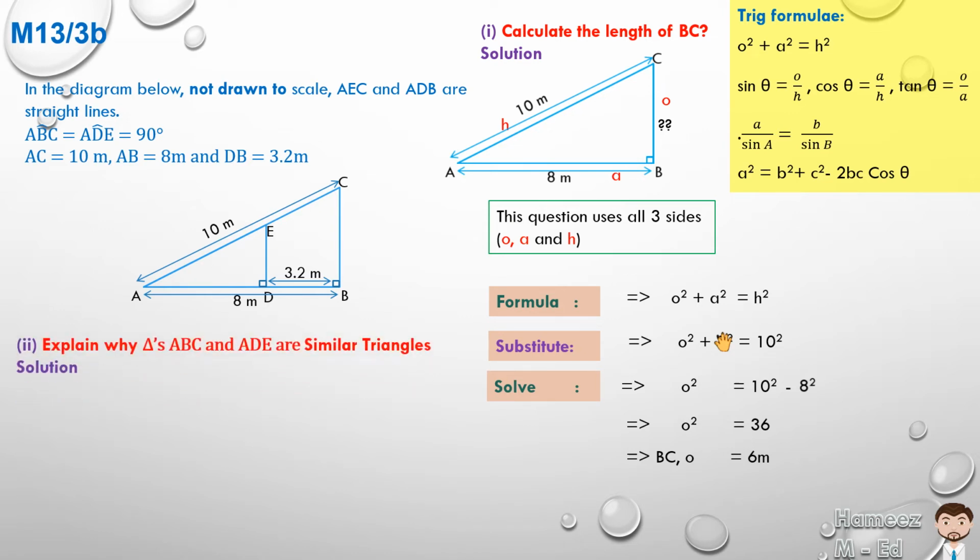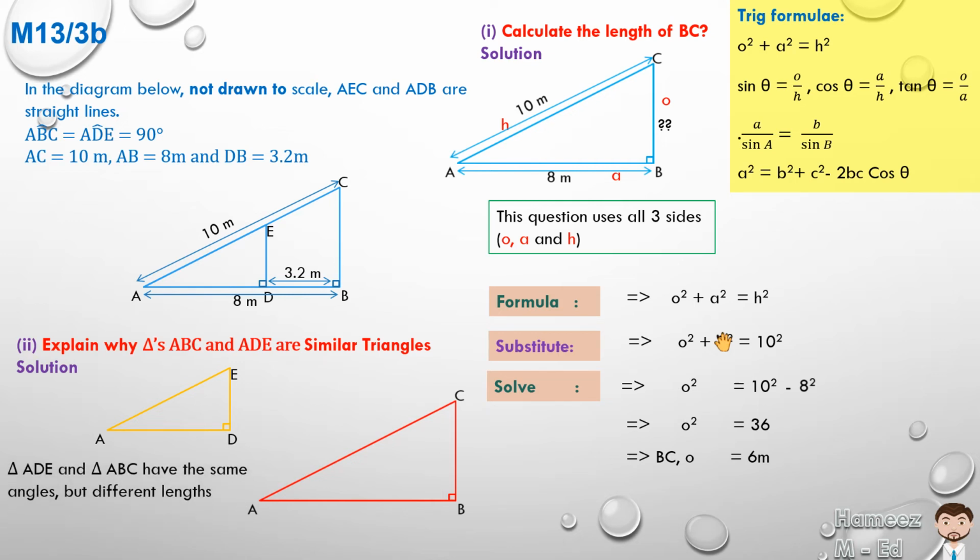In part 2, explain why triangles ABC and ADE are similar triangles. So let's look at the solution. If we extract the smaller triangle, triangle ADE, and we extract the larger triangle, triangle ABC, what can we tell? We can tell that both triangles have the same angles, but different lengths. Since all three angles are the same in both triangles, then these two triangles are similar. If the sides were also the same, then they would be congruent.